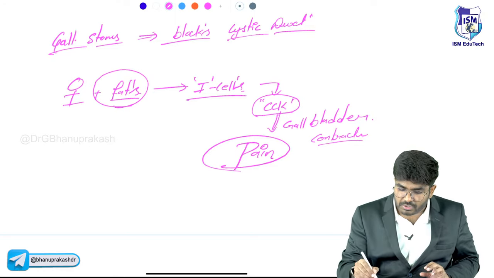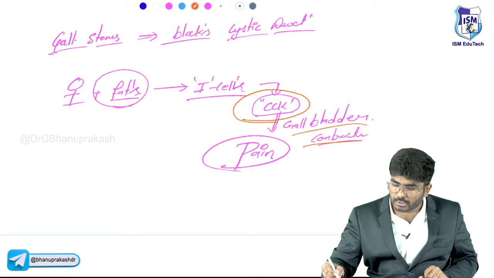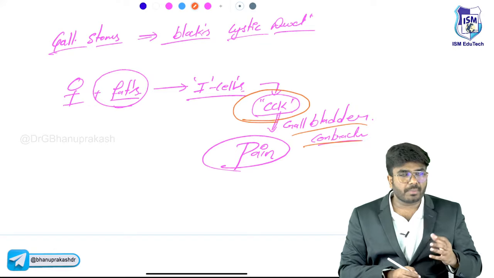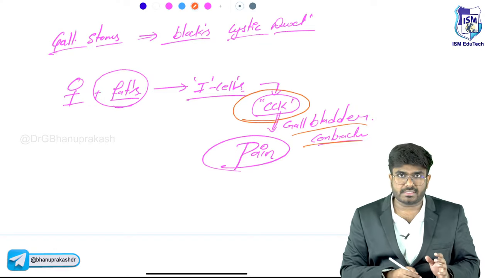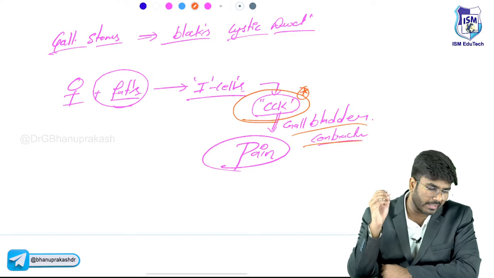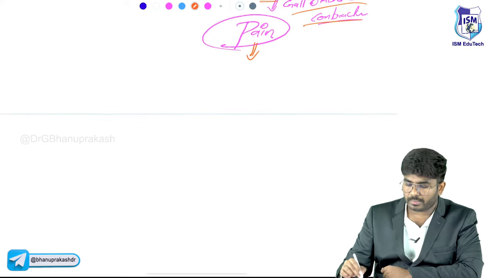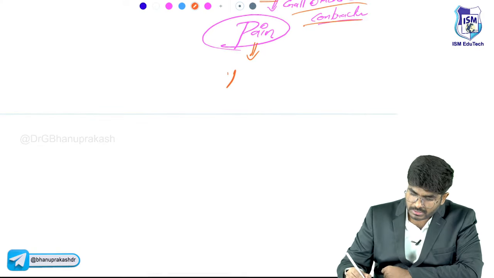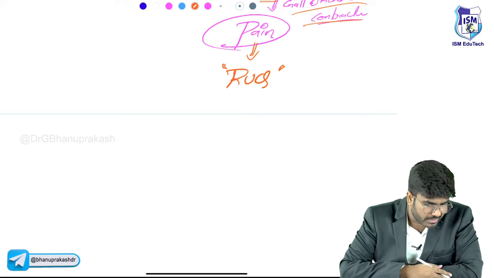In one of the exams, the question was asked: which hormone is responsible for the pain during cholelithiasis? The hormone responsible is cholecystokinin. It's the cholecystokinin which is causing the pain, and the pain is going to be in the right upper quadrant. The patient is going to have pain in the right upper quadrant, sir. So that's the point which I want you to know.